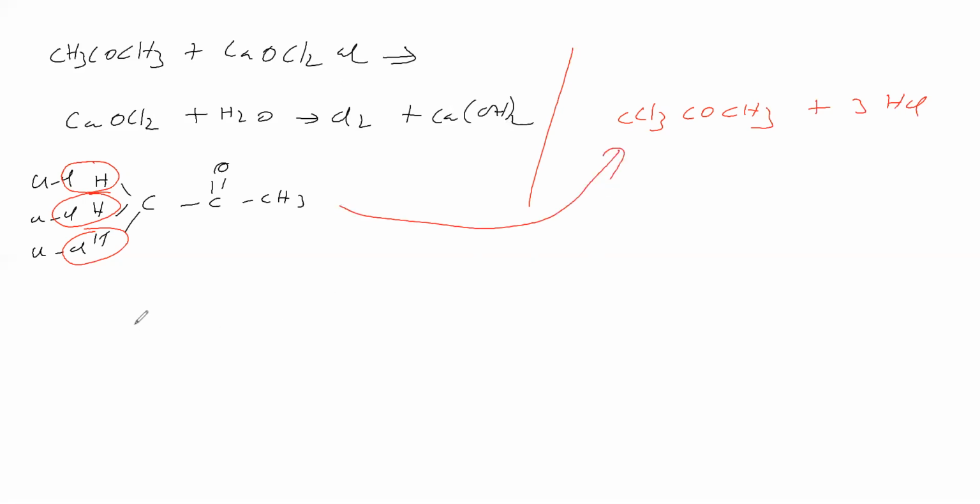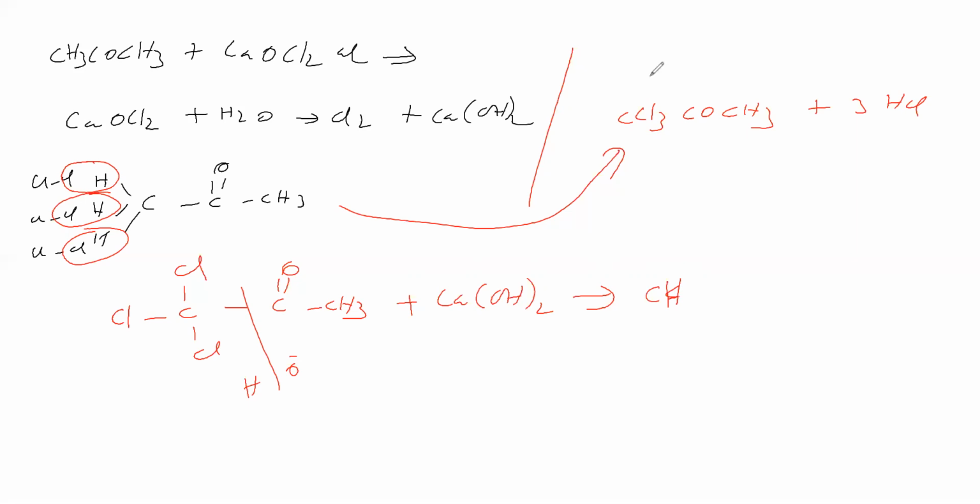Next, this trichloroacetone undergoes hydrolysis in the presence of base. In the presence of base, what will it give? Break this bond, H plus you give, O minus you give. Therefore, it becomes CHCl3, that means chloroform. Here CHCl3 is obtained. This becomes acetate. Then calcium is there. Therefore, we will get calcium acetate.